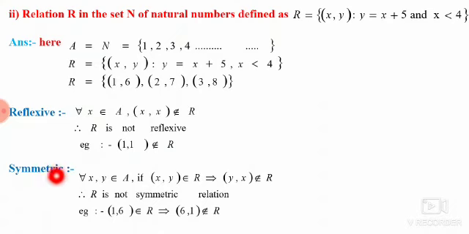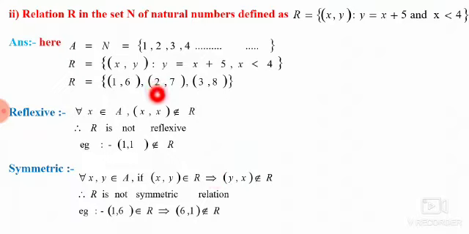Let me begin with the symmetricity. To check the symmetricity, one has to take a minimum of 2 elements of the given set A. If (x, y) belongs to R, this implies there must be an ordered pair (y, x) belonging to R, but here (y, x) does not belong to R. That's why R is not symmetric. For example, if I take (1, 6), is there (6, 1) in the relation? No. Therefore R is not a symmetric relation.